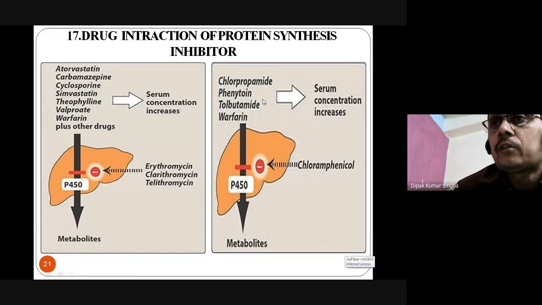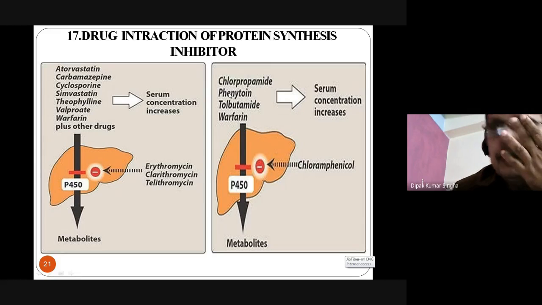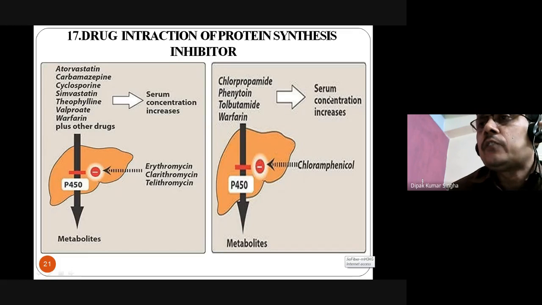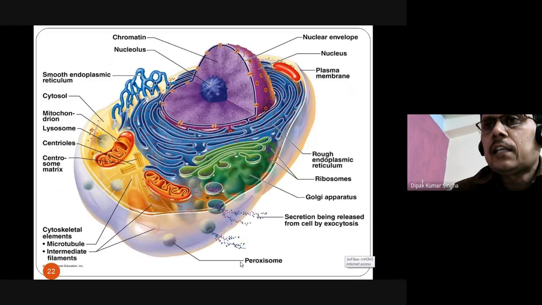Another, in case of chloramphenicol: phenytoin, tolbutamide, warfarin, very useful for diabetes or epilepsy. Their serum concentration will be increased in the presence of chloramphenicol. If you take chloramphenicol along with these drugs, their metabolism is inhibited, and finally the level of this drug is increased.